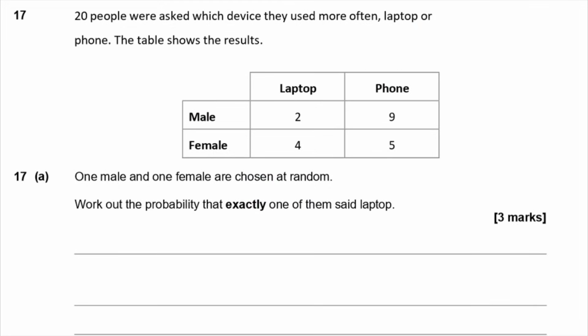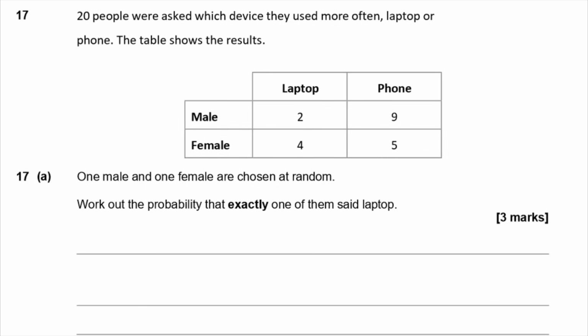Question 17. 20 people are asked which device they used more often, their laptop or their phone, and the table shows the results. For males, 2 used their laptop most and 9 their phone. For females, 4 used their laptop most and 5 their phone. I would contest that data, but anyway, 1 male and 1 female are chosen at random. Work out the probability that exactly one of them said laptop.